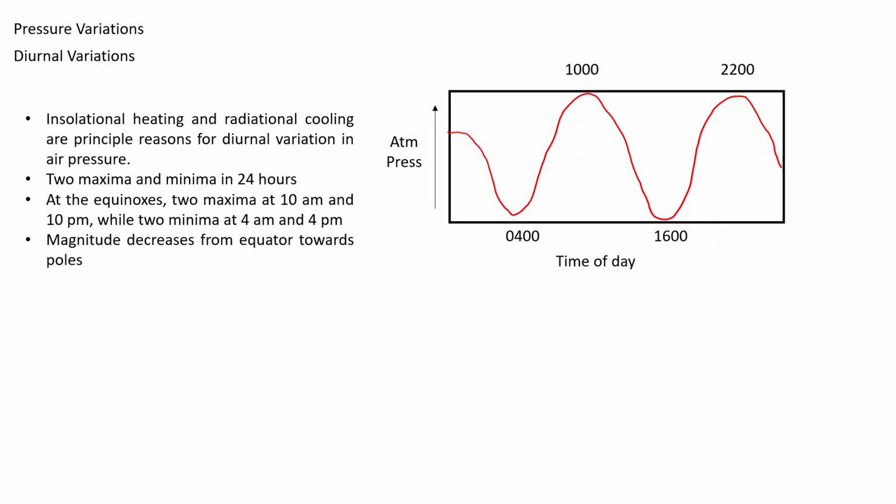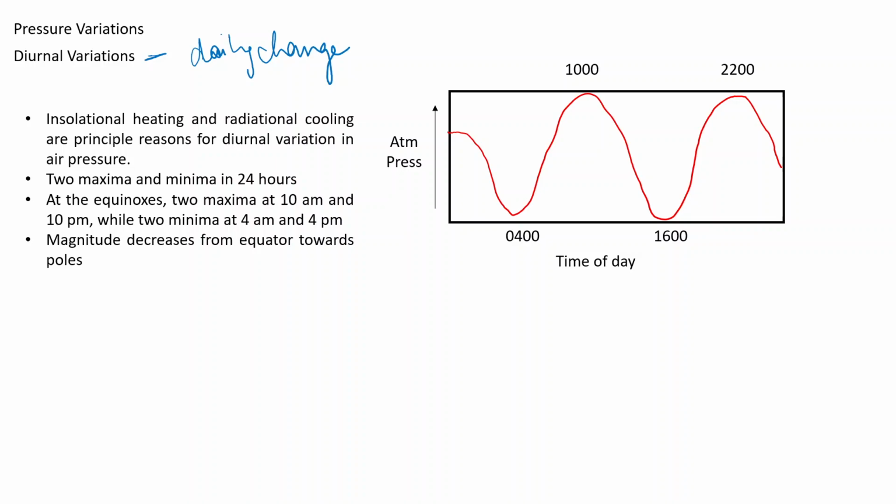Normally, the pressure variations are of two types. The diurnal variations means the change in the pressure every day. So it is daily change. The other one is seasonal variation. Now, diurnal variation is very important. Here, it is because of the insolational heating and radiational cooling.